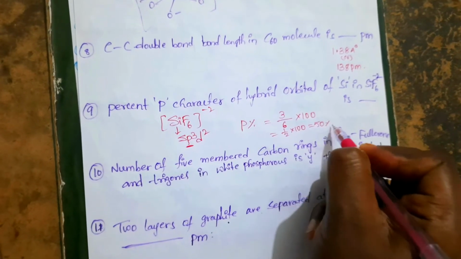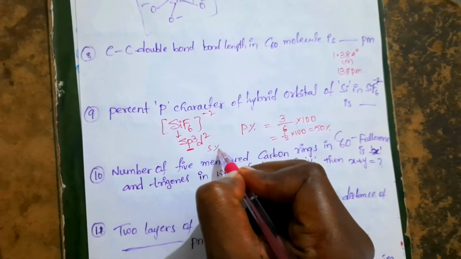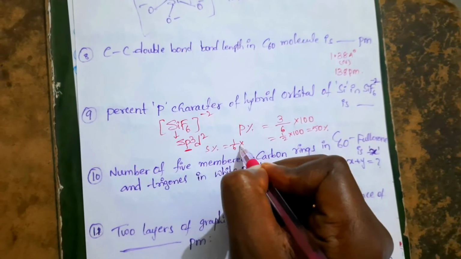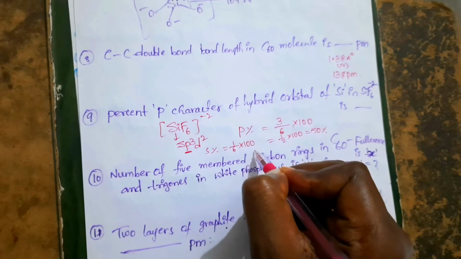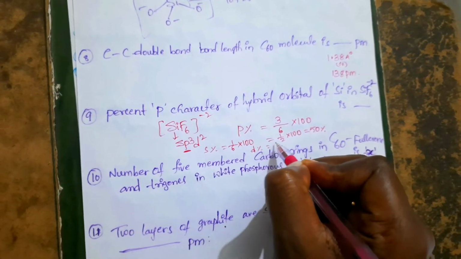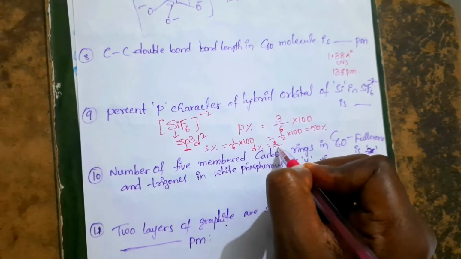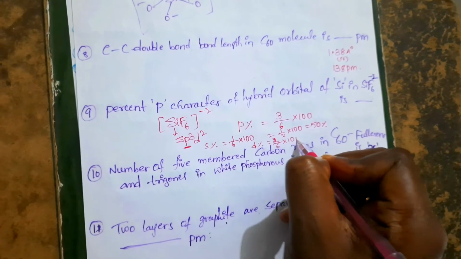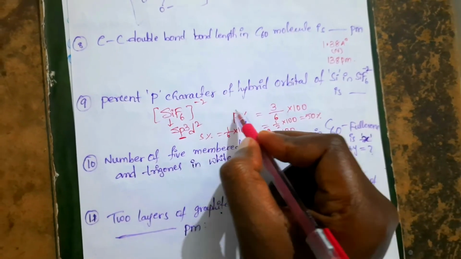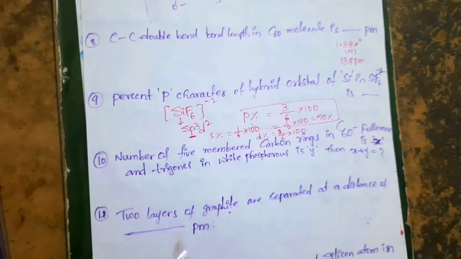Now the percentage of s will be 1 by 6 into 100. The percentage of d will be 2 by 6 into 100. Is that clear? So they are asking for the percentage of p character, that is 50%.